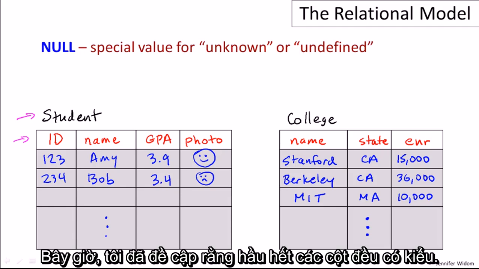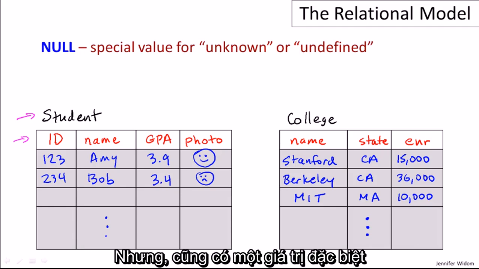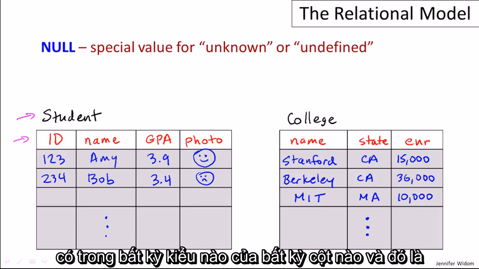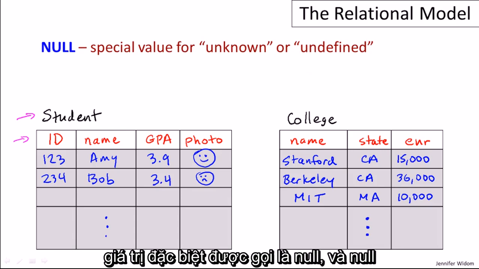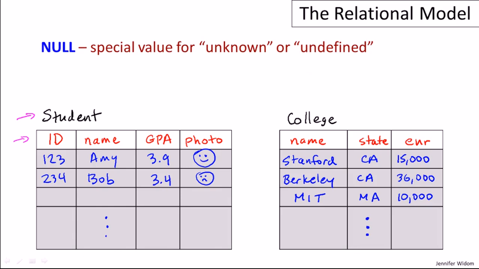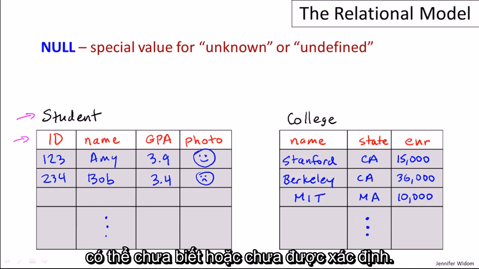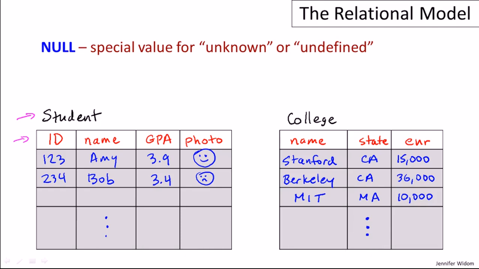Now, I mentioned that most columns have types, but there's also a special value that's in any type of any column, and that's a special value known as null. And nulls are actually quite important in relational databases. Null values are used to denote that a particular value is maybe unknown or undefined.